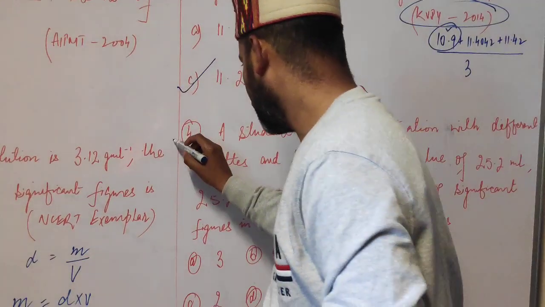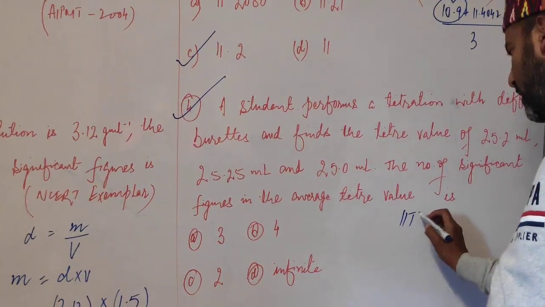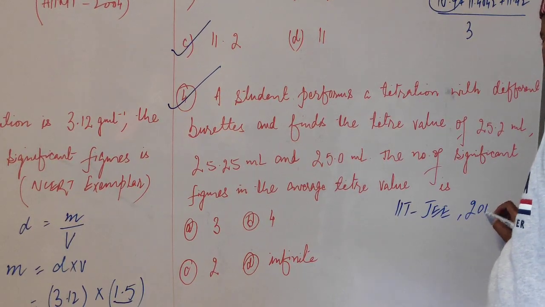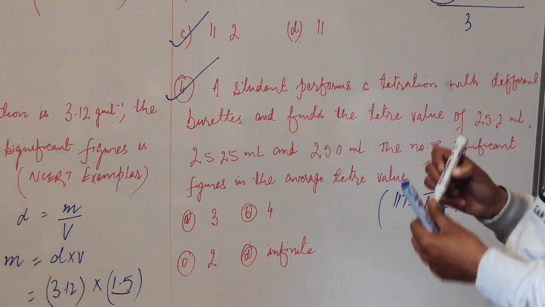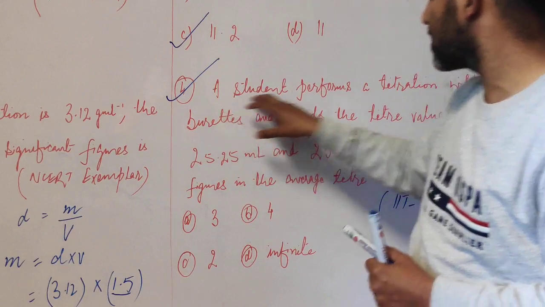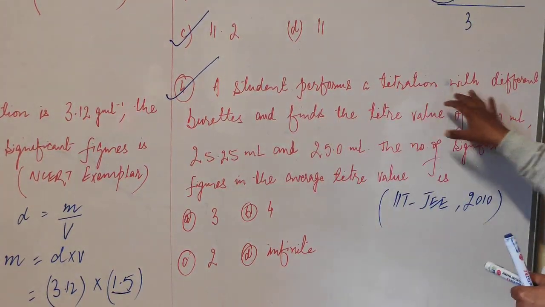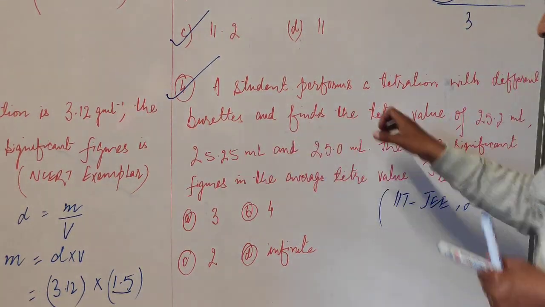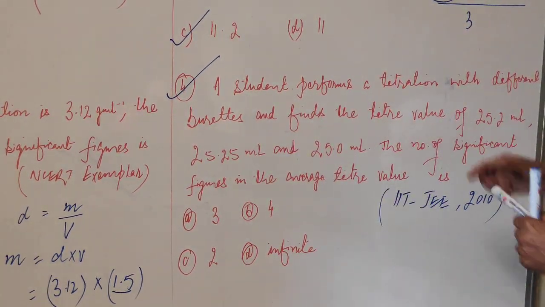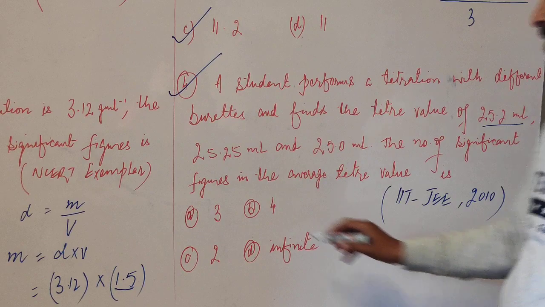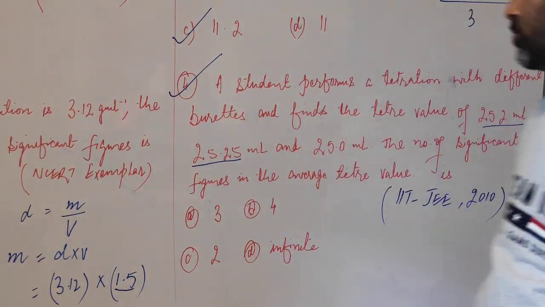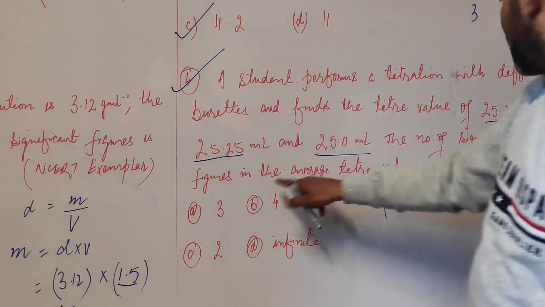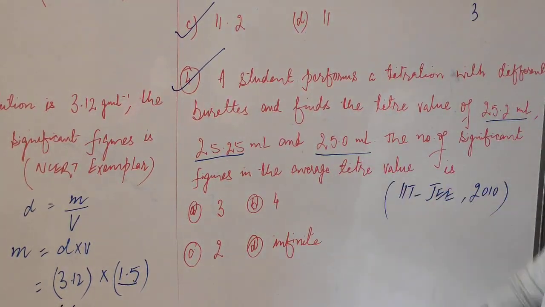Now we have another question, student. This question was asked in IIT JEE exam 2010. The question is, a student performs a titration with different burettes and finds the titer values of 25.2 milliliters, 25.25 and 25 milliliter. The number of significant figures in the average titer value is.